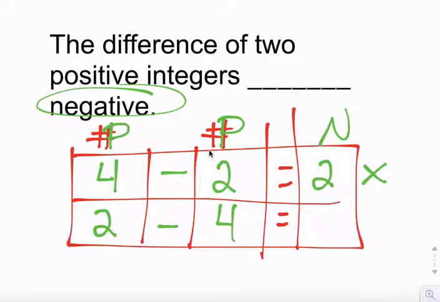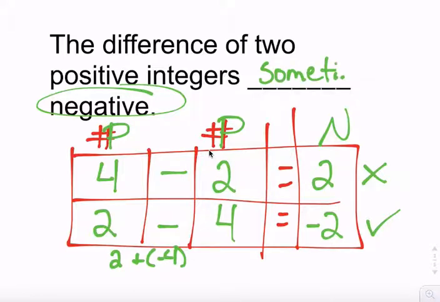If I do 2 minus 4, well, for this one I have to do the additive inverse. Subtraction doesn't exist. So that's like saying 2 plus a negative 4, which results in a negative 2. Well, that one did give me the correct result. I did get a negative answer. So because I got one that worked and one that didn't, I know that this statement should have the word sometimes between it. The difference of two positive integers sometimes is negative. Let's try another example together.